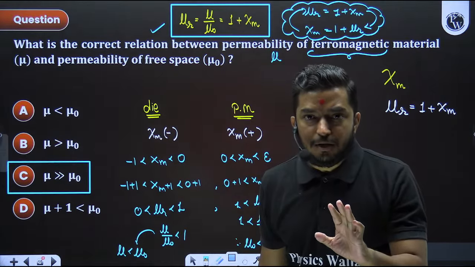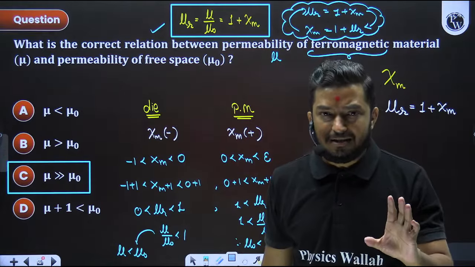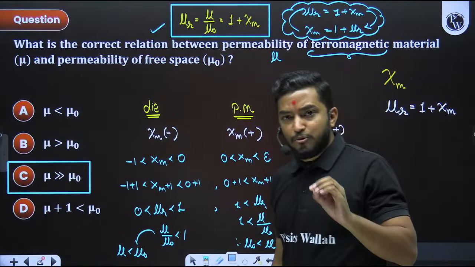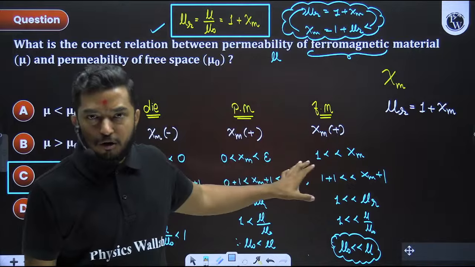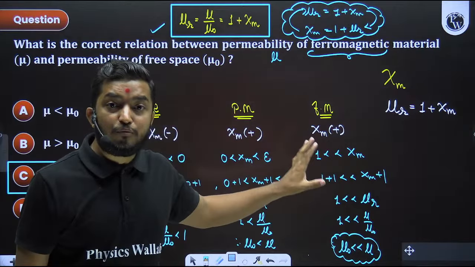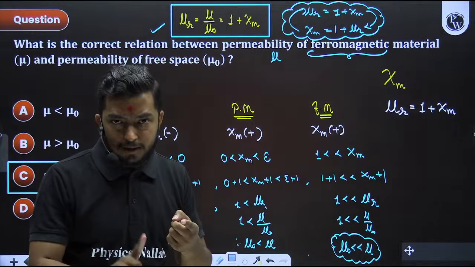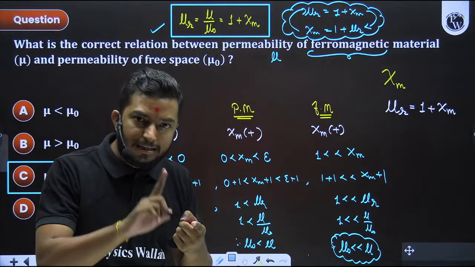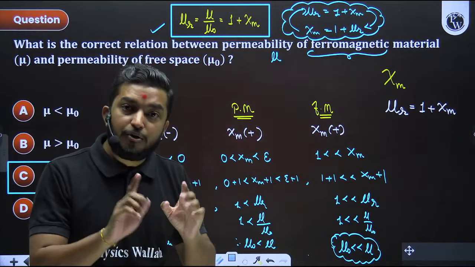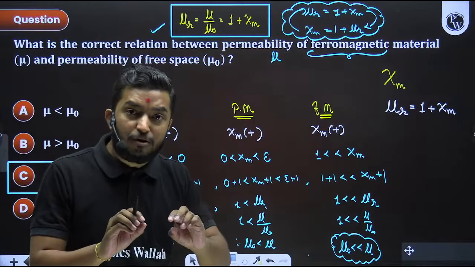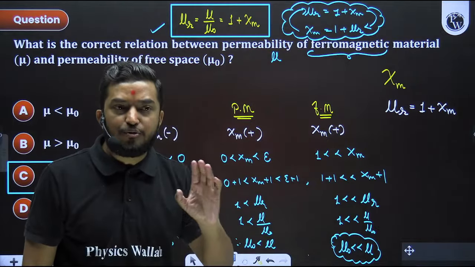What I try over here is to cover the entire concept. So maybe there are 9 to 12 MCQs on one board, on your single slide. If they are asking about the value of xm, you can do it properly. If they are asking about just the relation between the value of mu and mu naught, you can do it properly. If they are asking for the exact value of mu r, you can also do it from here.